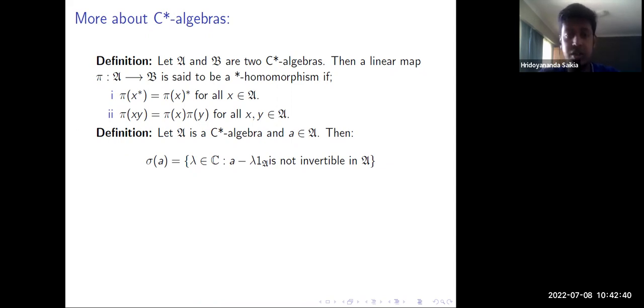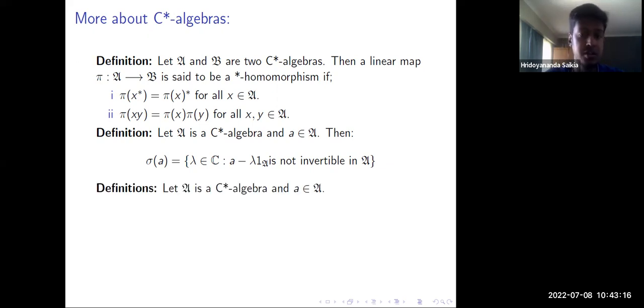That means it has some multiplicative identity. So now we can ask: if we are given an element a, does there exist an element b such that ab equals ba equals the identity element? The answer is that there may not exist an inverse of every element. So the spectrum of a is the set of all scalars for which a minus λ is not invertible.